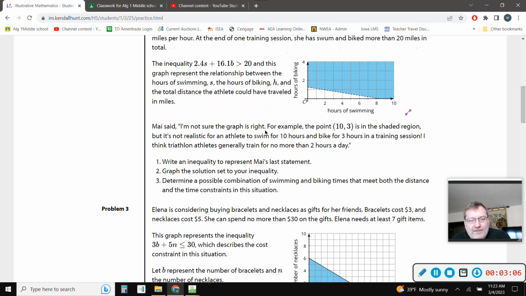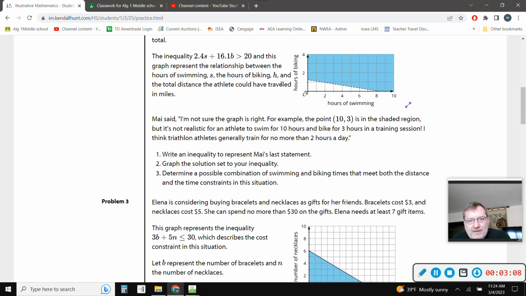And then we go through this thing, okay? So make sure you fix that mistake. We have one equation, represented right here. Since I'm not sure the graph is right, for example, 10,3 is in the shaded area, okay? So 10,3 is right about there, so it's within the shading. But it's not realistic for an athlete to swim for 10 hours and bike for 3 hours. I'll grant you that. These are possible solutions. It doesn't mean that this is where you can pick solutions from. It doesn't mean it will happen.